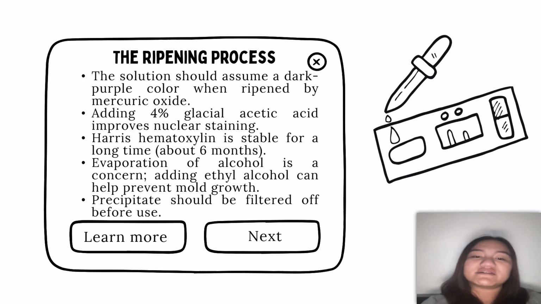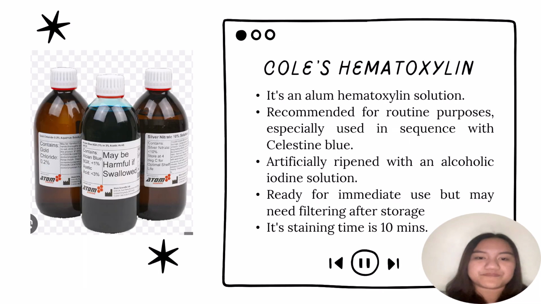The ripening process is that the solution should assume a dark purple color when ripened by mercuric oxide, and adding 4% glacial acetic acid can improve nuclear staining. Harris hematoxylin is stable for a long time, about 6 months. Evaporation of alcohol is also a concern, because adding ethyl alcohol can help prevent mold growth, and the precipitate should be filtered off before usage.